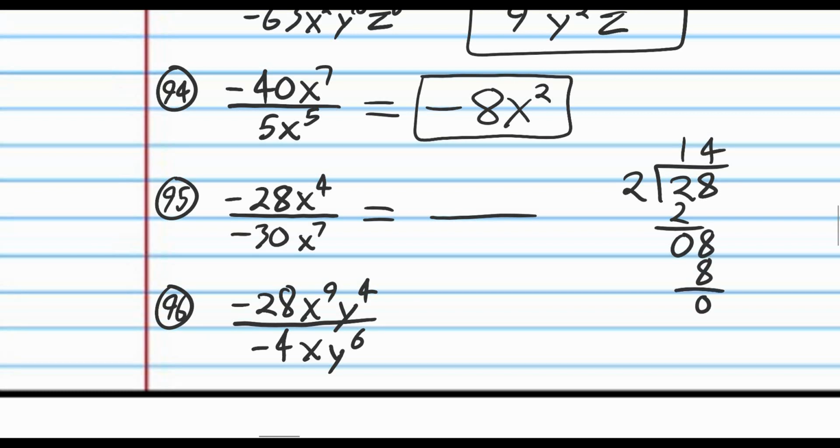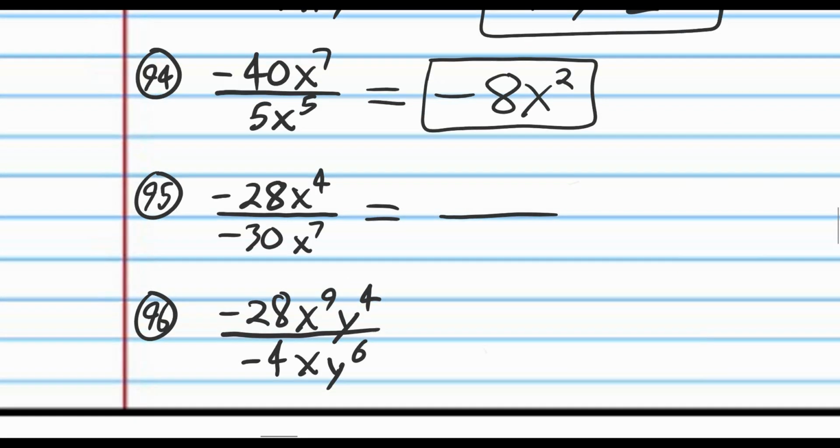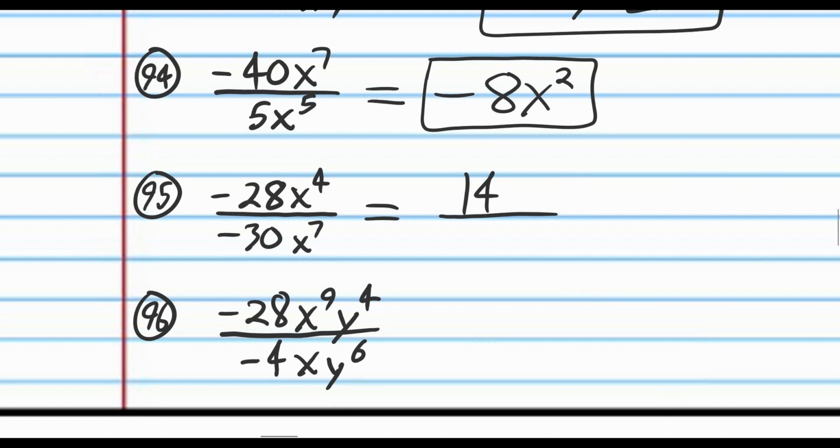So you get 14, or you can just use a calculator because, again, the purpose of this course is not to bog you down with difficult arithmetic. So if we divide both those numbers by 2, we get 14 over 15. Again, we're using the fundamental principle of fractions. There's more x's on the bottom, and the difference between 4 and 7 is 3. So we have 3 x's left in the bottom.